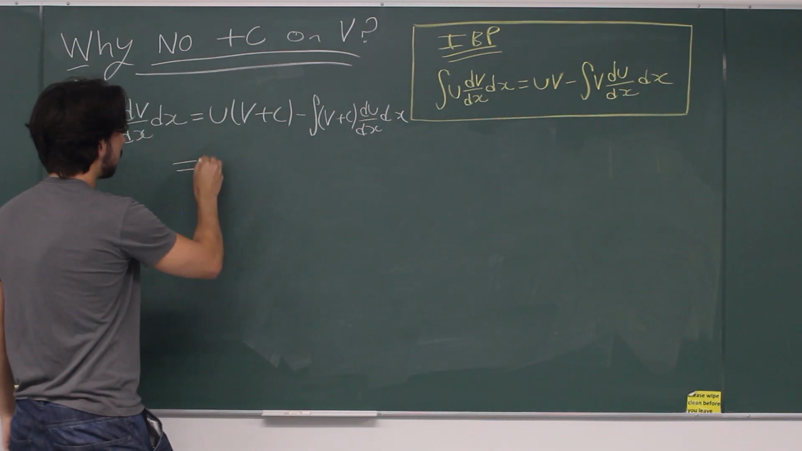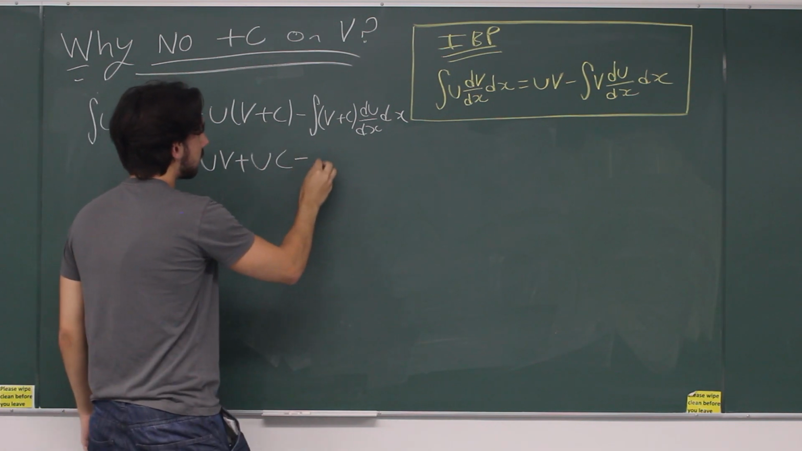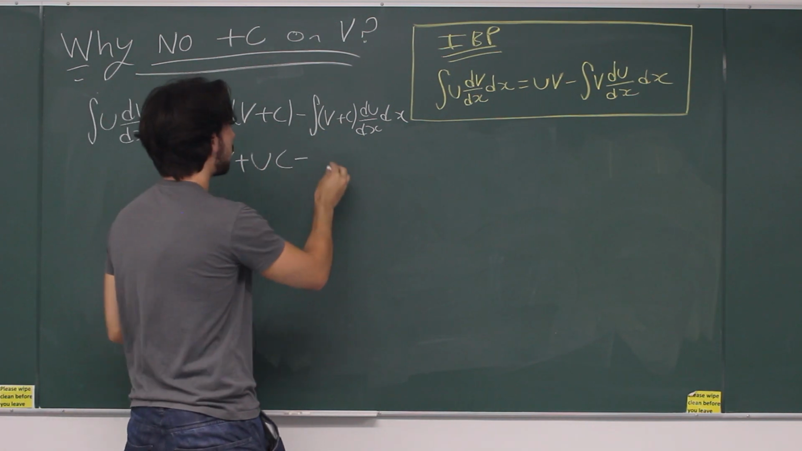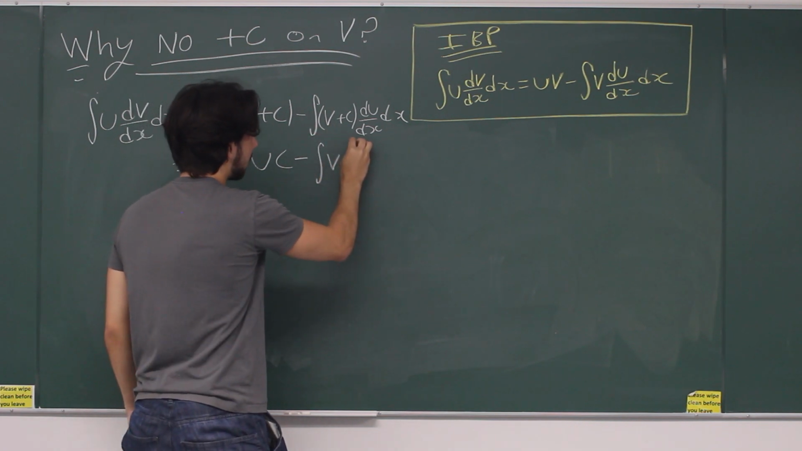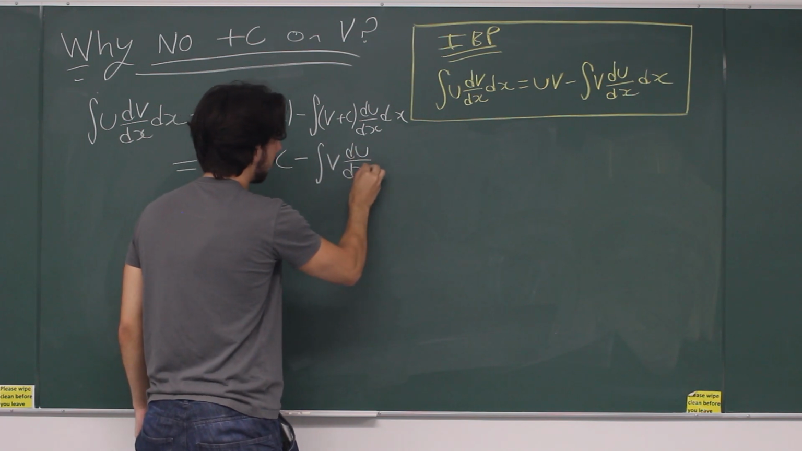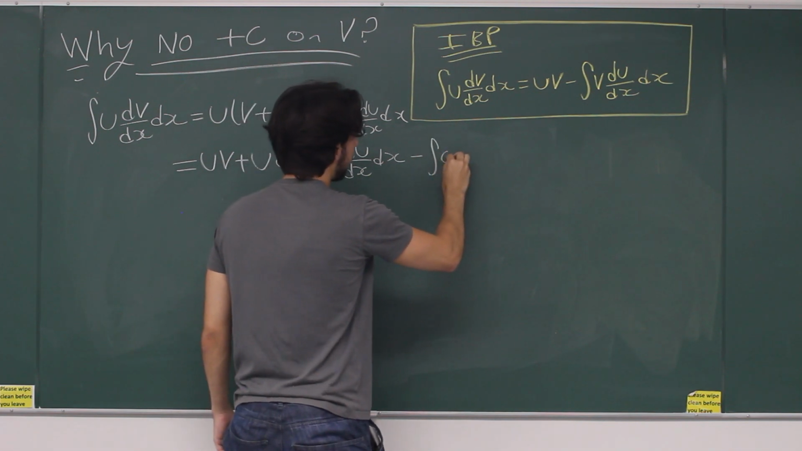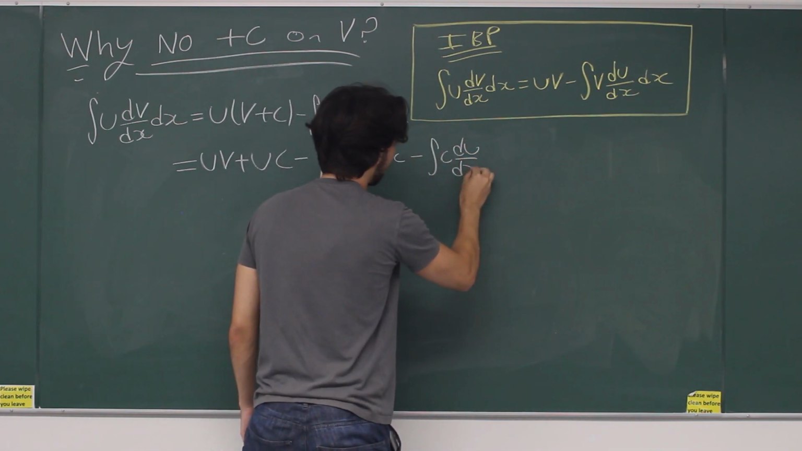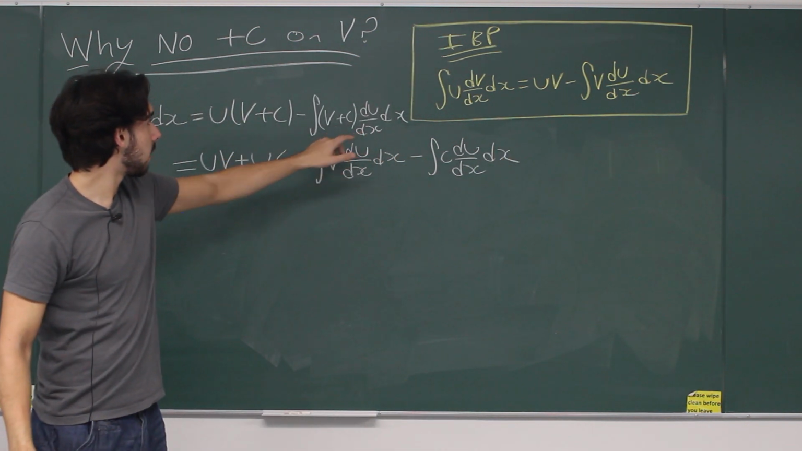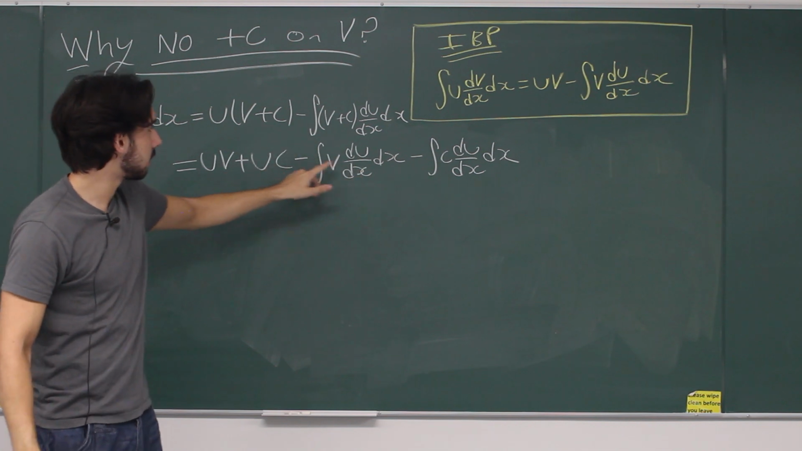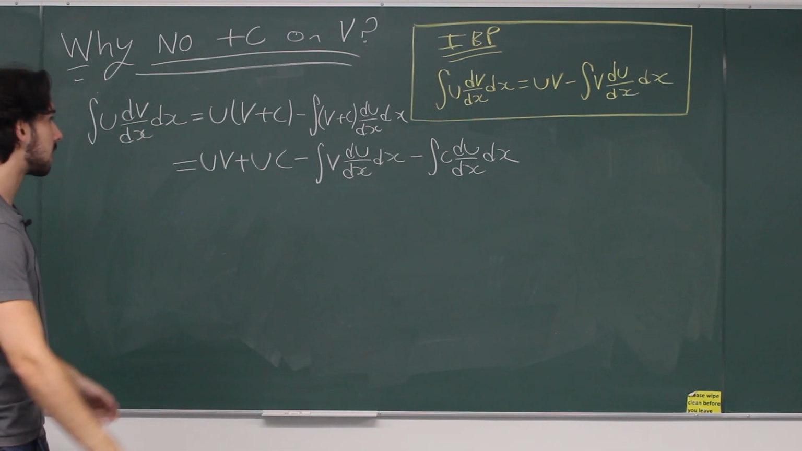So this is u times v plus u times c minus, and this is a little bit complicated, so I'm going to do this in a couple of steps. The integral, I'm going to expand this out, of v times du/dx with respect to x minus the integral of c times du/dx with respect to x. Hopefully you guys are happy with that. I've expanded the brackets out and then I turn it into two integrals and I distributed the negative sign. That's why there's two negative signs, one there and one there. Hopefully that makes sense.